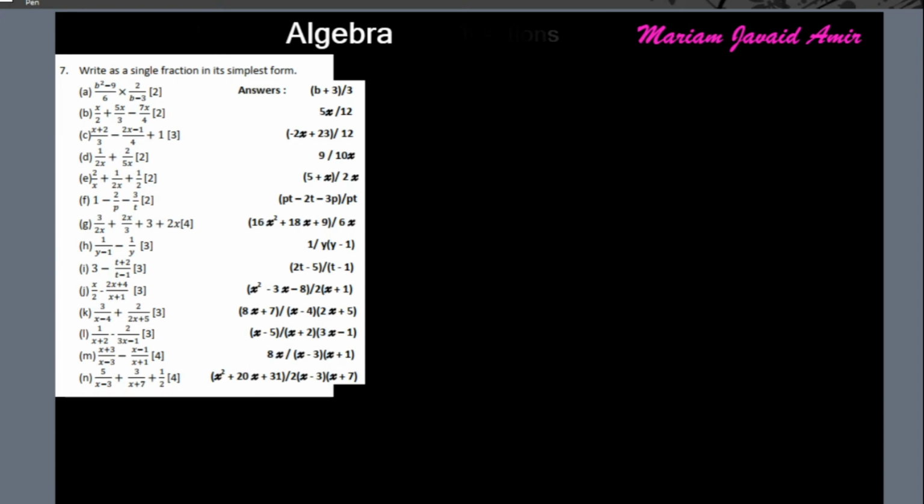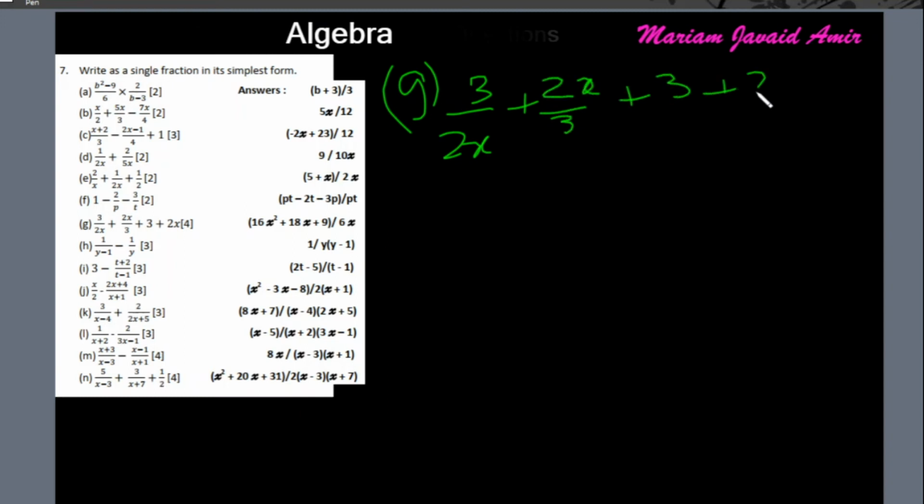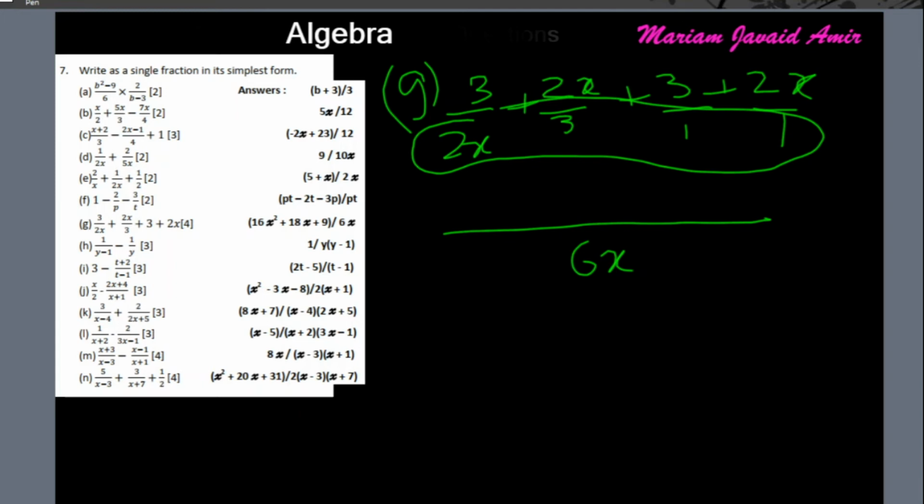Part G is 3 over 2x plus 2x over 3 plus 3 plus 2x. So over 1 over 1, LCM of all of these would be 6x. We look for the smallest number that is a multiple of all of these. So this would be 6x, multiply this with 3 to make it 2x, and then we'll also have to multiply the numerator with 3.